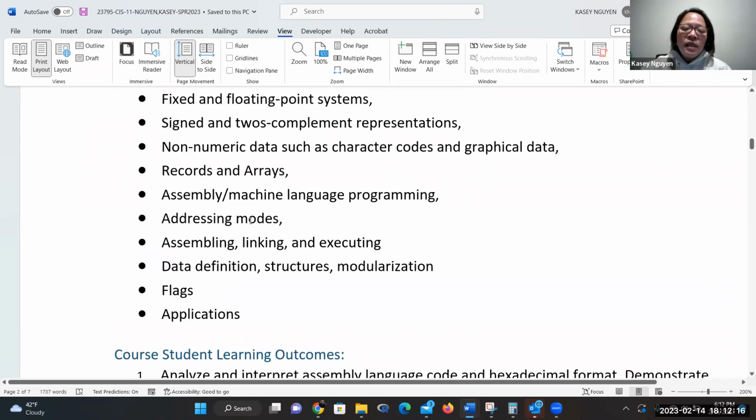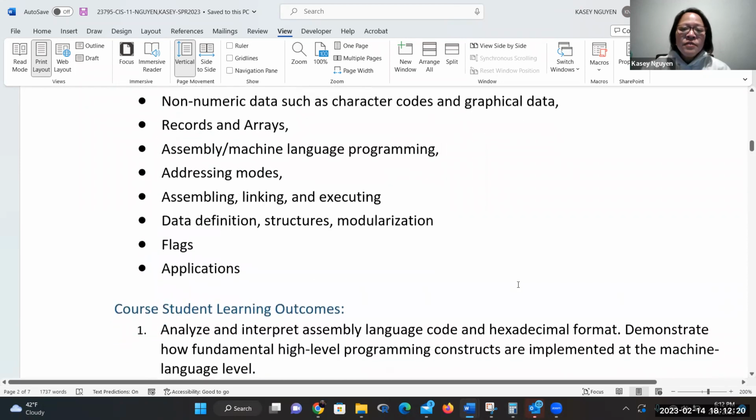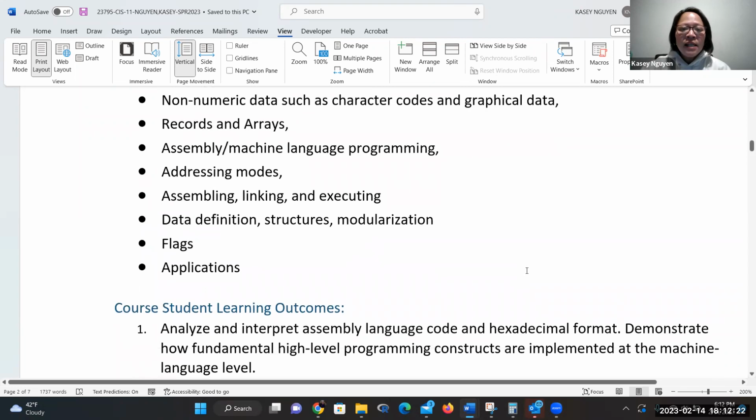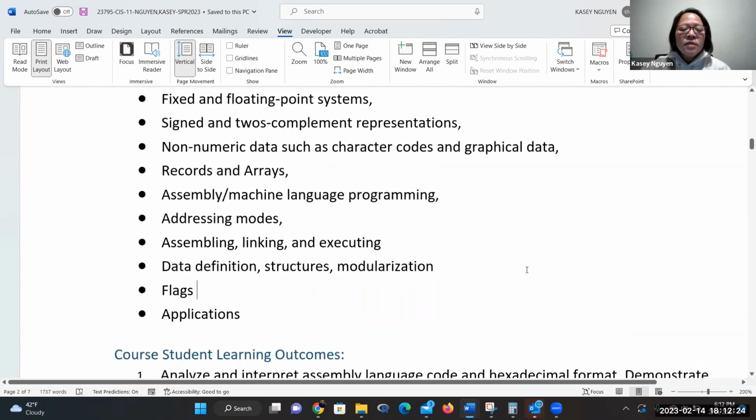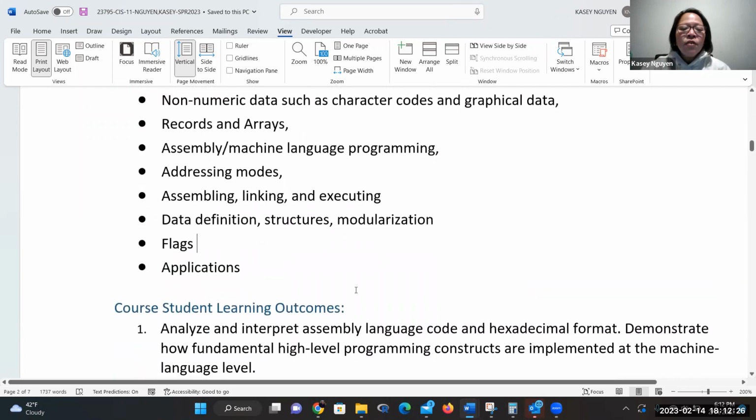In LC3, we don't use too many flags. There are some flags that are being used compared to other assembly languages, but we'll talk about flags and overall for your application. Do you have any questions for me?